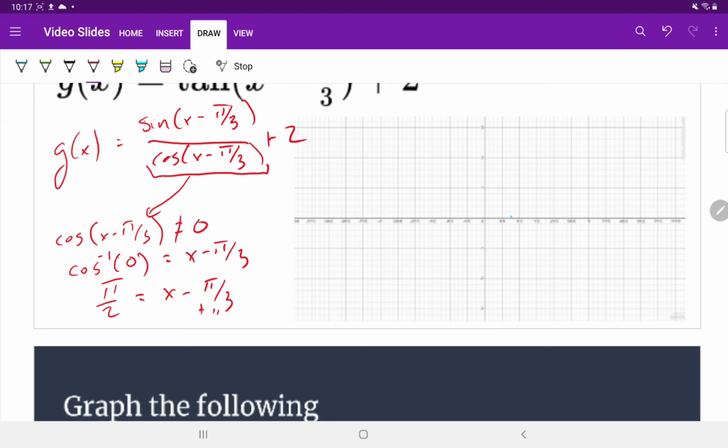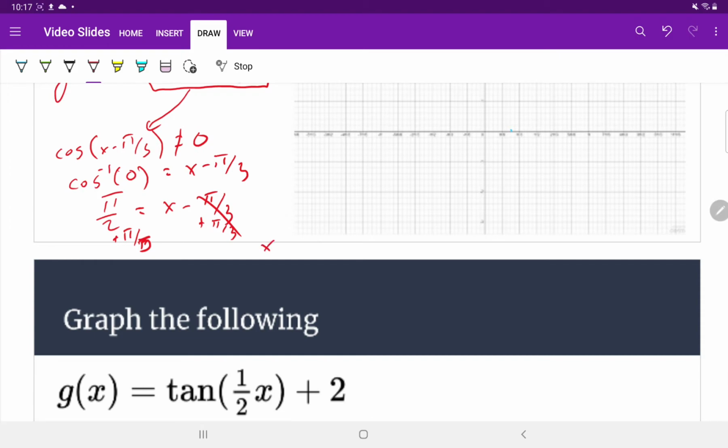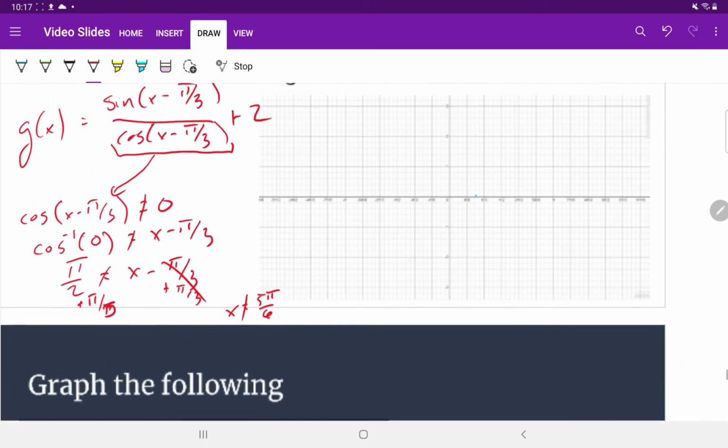So I'm going to move this over and add pi thirds to both sides. What is that? You get 3 over 6 plus 2 over 6, which gives you 5 over 6. So x is 5 pi over 6. And these should all be 'cannot equal': x cannot equal 5 pi over 6.